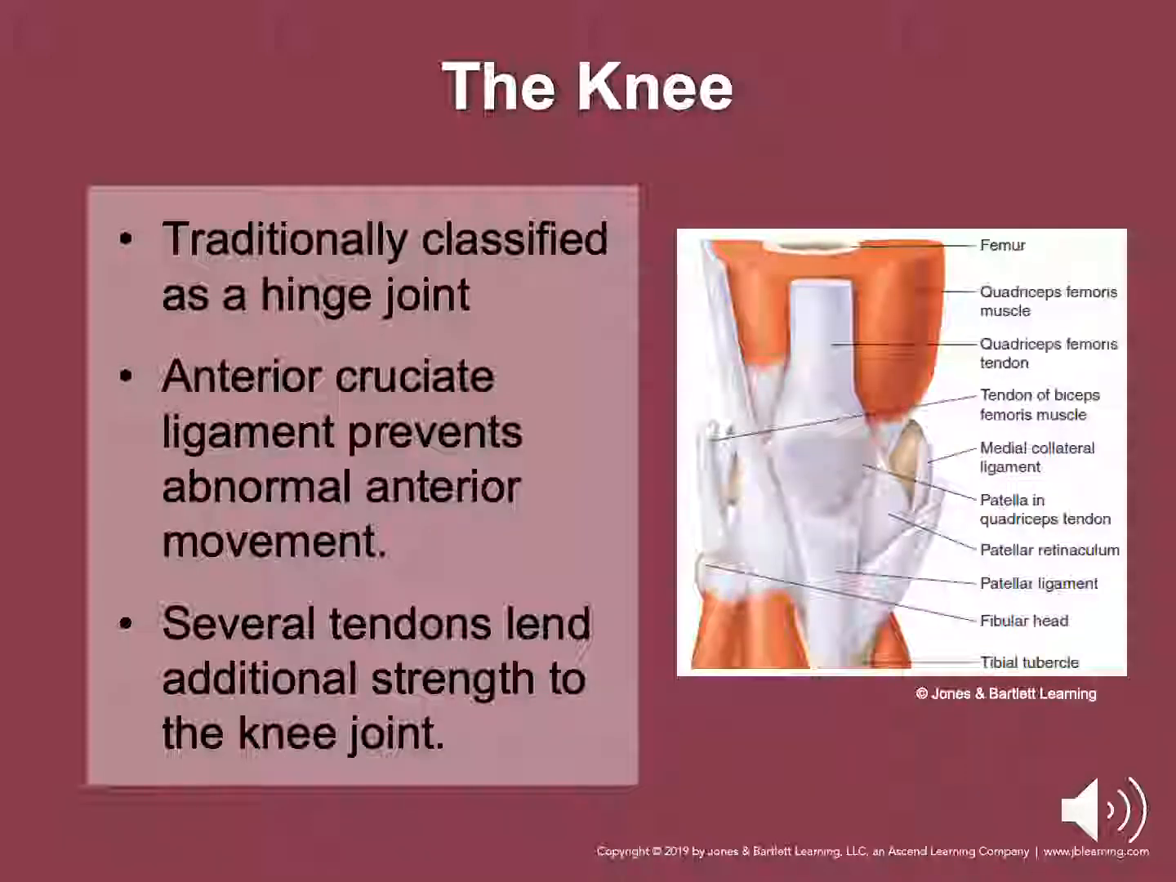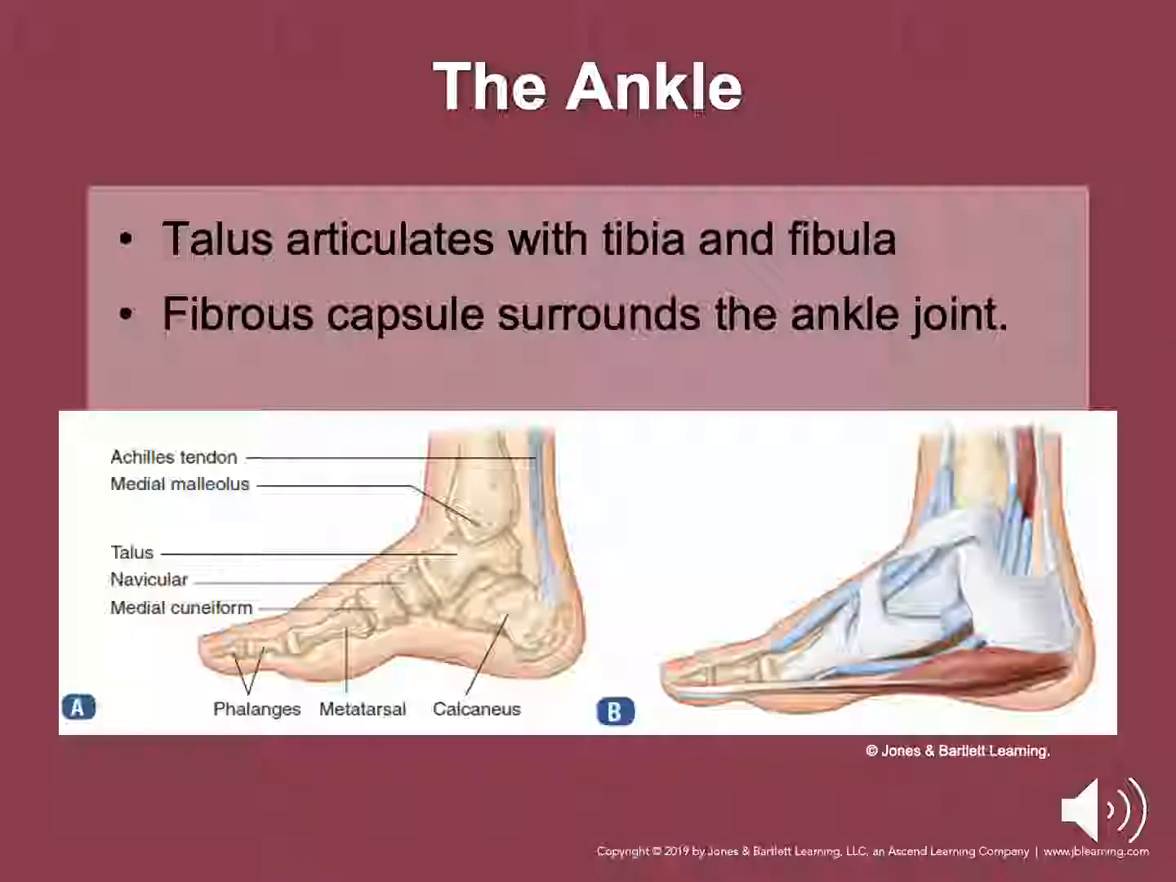So the knee joint is pretty important. It has a lot of tendons and muscles in there to help you move your legs and such on a normal daily basis. The ankle articulates with the tibia and fibula, and fibrous capsules surround the ankle joint itself. So you've got phalanges down here, metatarsals, and then you have different other names.